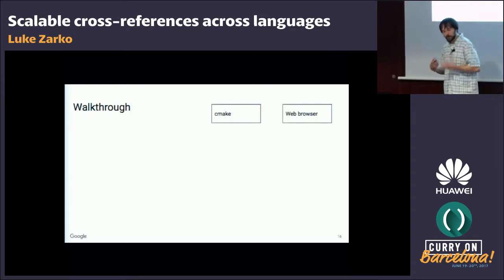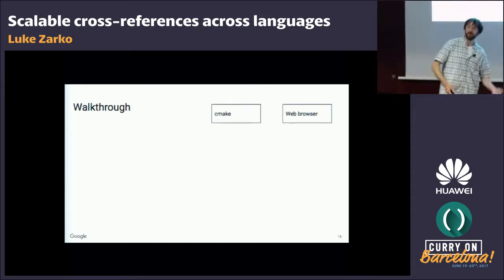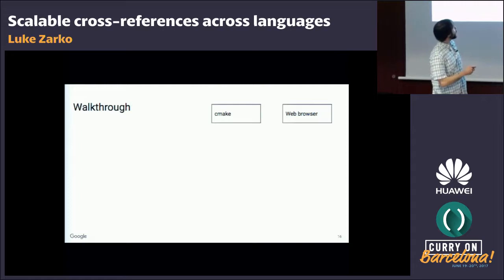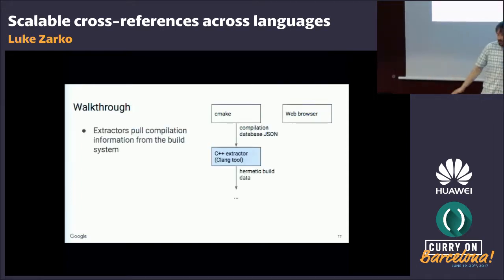So with all of that in mind, we start from your build system, we build the compilation units, we index the compilation units, we get a bunch of graph artifacts. How can we actually connect a project, let's say based in CMake, to a web browser to get cross-references? So the first thing that we do is we run extraction on it.